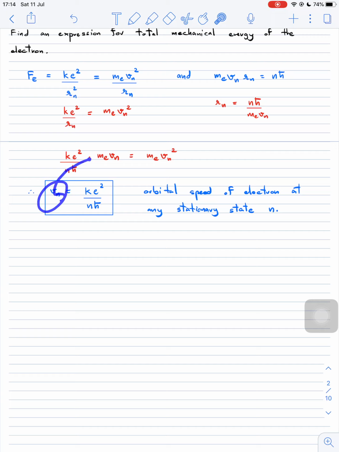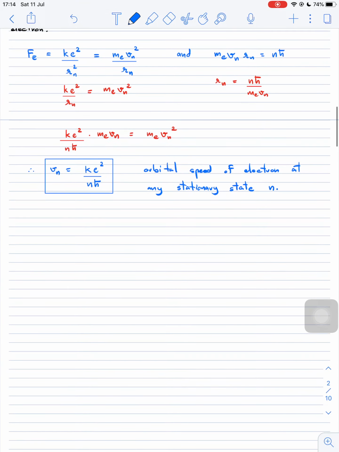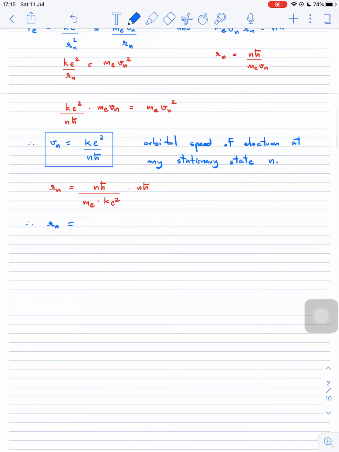Next let's find the Rn. We just substitute the Vn into this equation, so then we can get that Rn equals n h bar over me times, Vn is k e square over n h bar. So finally we get that Rn is going to be equal to n square times a naught. Let me explain the a naught later.